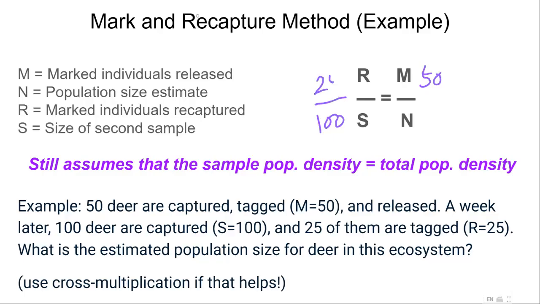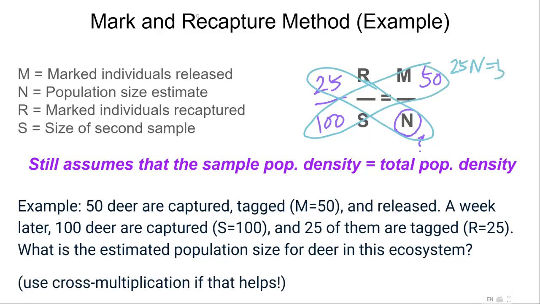So 25 over 100 should equal 50 over N. This is our unknown. We want to know what the population size can be estimated to be. We have 3 of the 4 numbers here, so let's use cross multiplication. 25 times N should equal 50 times 100.